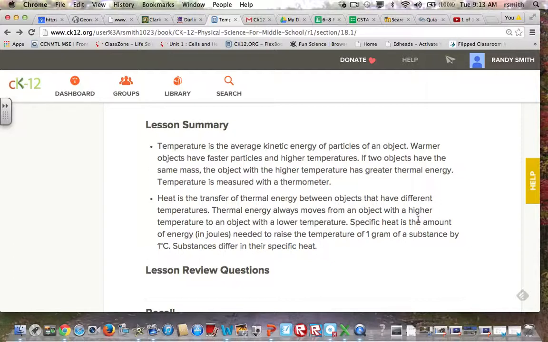Going to the next one. Heat is the transfer of thermal energy between objects that have different temperatures. Thermal energy always moves from an object with a higher temperature to an object with a lower temperature. Specific heat is the amount of energy in joules needed to raise the temperature of 1 gram of a substance by 1 degree Celsius. Substances differ in their specific heat.